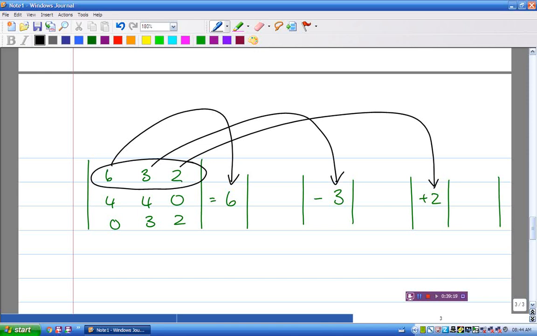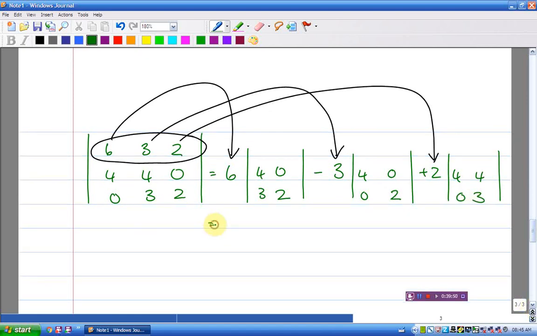What goes into the little mini determinants? Take your fingers and cover up the column and the row that the 6 belongs to, and what goes into the mini determinant is what's left. Cover up the row and the column that the 3 is in, and what goes into the mini determinant is what's left. Cover up the row and the column that the 2 belongs to, and what's left goes into the mini determinant. Then you work out those little mini determinants. We're running out of time, so you can complete that. But I'm going to show you the other method.